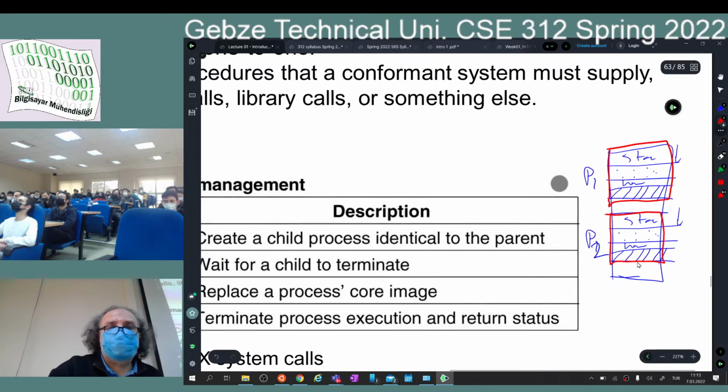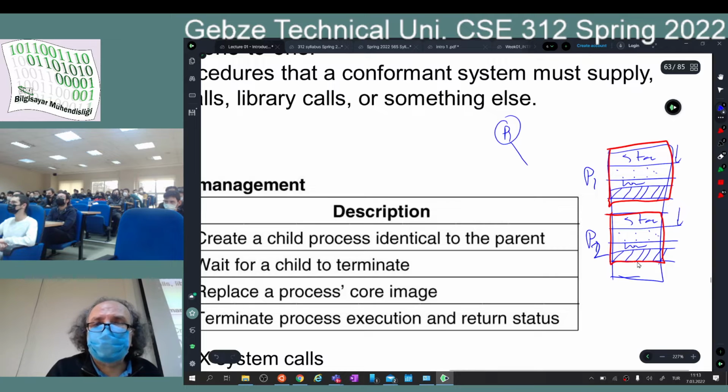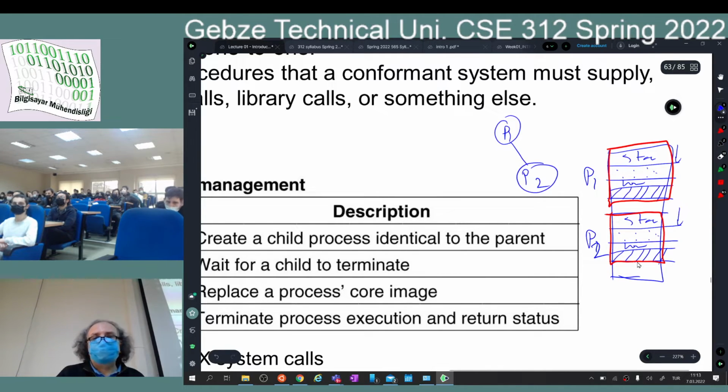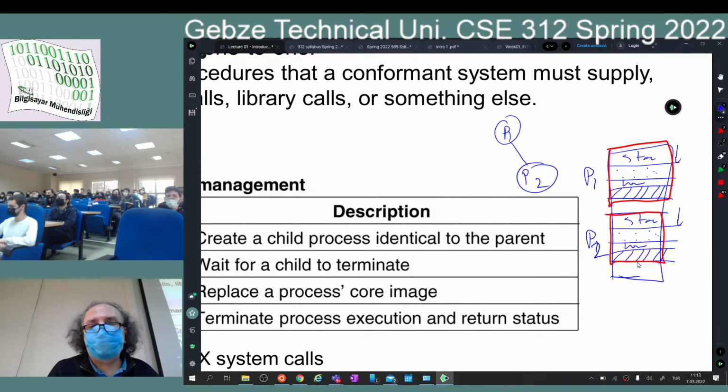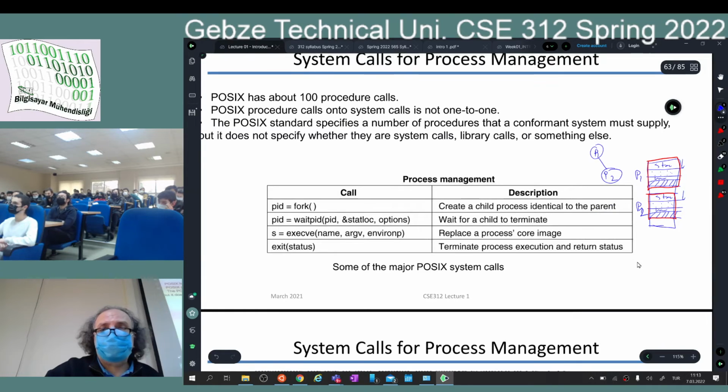So P1 and P2 are copies of each other. Of course, P1 is the parent, so the operating system knows that P1 is the parent and P2 is the child. But then how would I know, as a programmer, whether I am running P1, the parent, or the child? How would I know that? Okay, so fork says that.